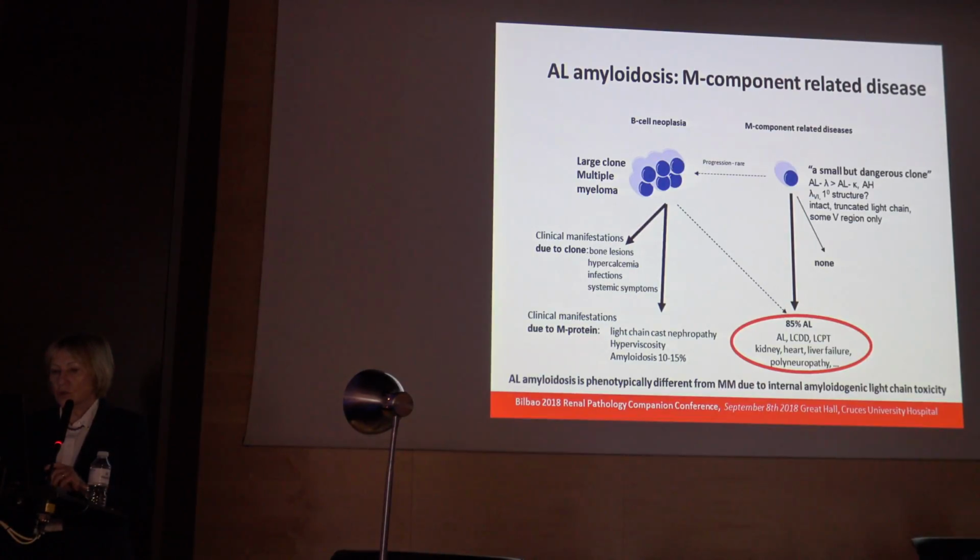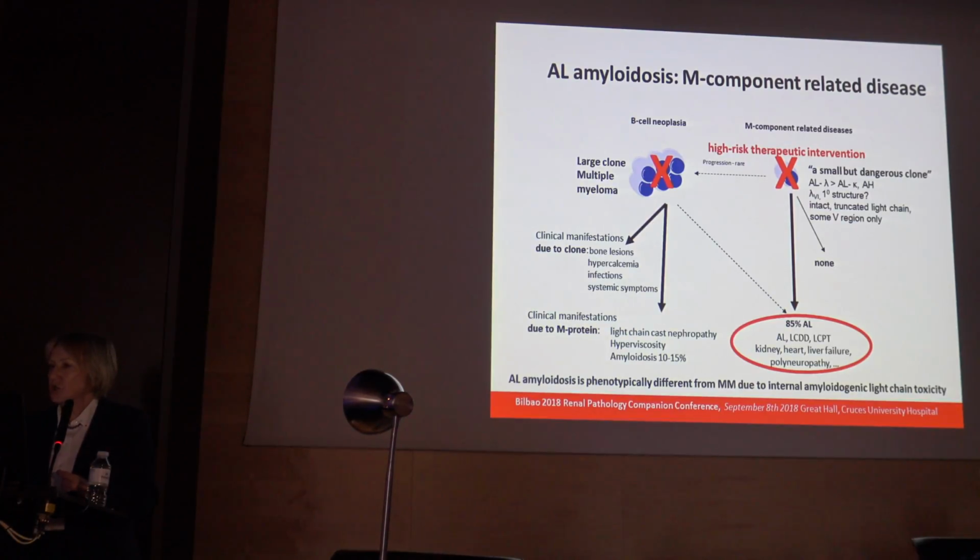Moreover, we have to think about AL amyloidosis as most of the time being phenotypically different from multiple myeloma due to internal amyloidogenic light chain toxicity. And in terms of treatment, it's intuitive to assume that one should target this clone, right, which causes the clinically apparent disease. But the same approach is operational for the M component related disease. And the treatment is not any trivial treatment, it's the same heavy duty stuff.